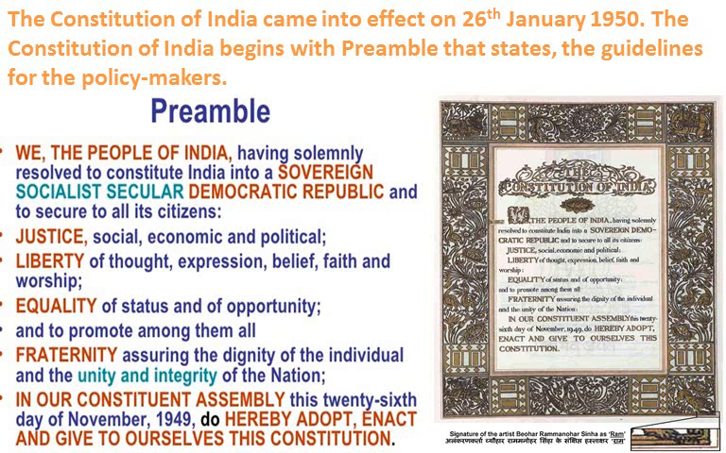The words socialist and secular were later added in the preamble in 1976 by the 42nd Constitutional Amendment Act. These two words were added in the preamble. So remember this, that the words socialist and secular were later added in the Constitution by the 42nd Constitutional Amendment Act, 1976.